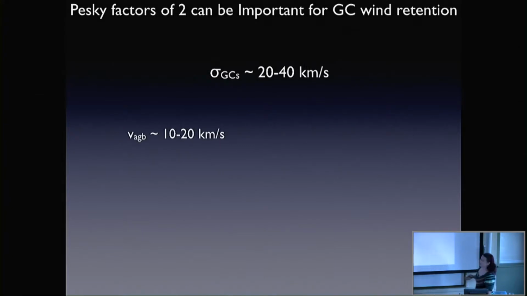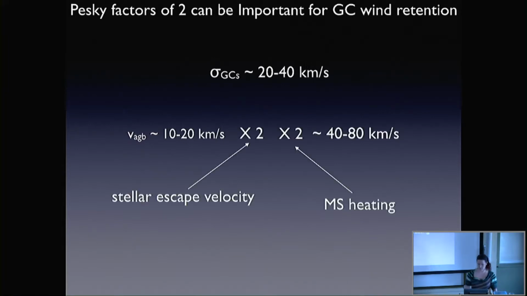And so what do all these factors of 2 mean? If we look at the velocity dispersion of globular clusters and young massive clusters and intermediate mass clusters, this is something like tens of kilometers a second. So if you assume that you have just these low winds, you expect to retain that material. But if we multiply by both of these factors of 2, the stellar escape velocity factor and also the main sequence heating, now you have a problem. You're expecting to eject a lot of things.